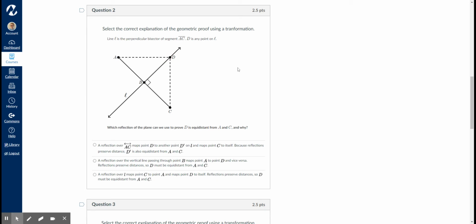And we want to know which reflection in the plane can we use to prove that D is equidistant from A and from C, so that this is the same length as this. So goal, I like to write out my goals when I'm doing a proof. AD equals DC. In other words, we want this to be congruent to that. Still need a couple more responses for how we do that.